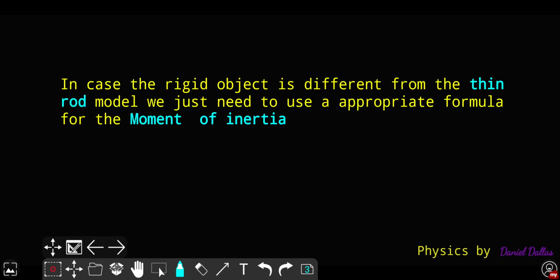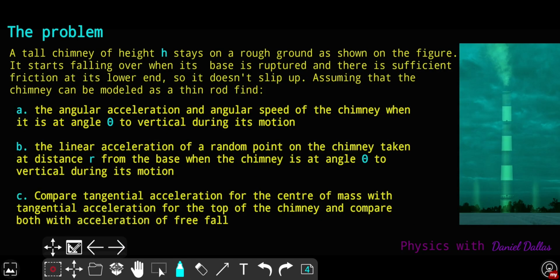In case the rigid object is different in shape, probably not a thin rod, or maybe a cylinder, although a tall cylinder fits the thin rod, I mean something different in shape, make sure you can work out the proper moment of inertia. This is the only adjustment you need to make. The other input parameters stay the same. Okay, so let's go to the problem.